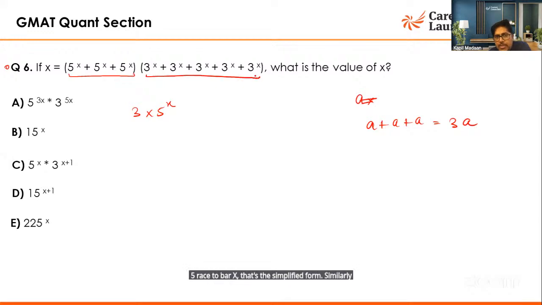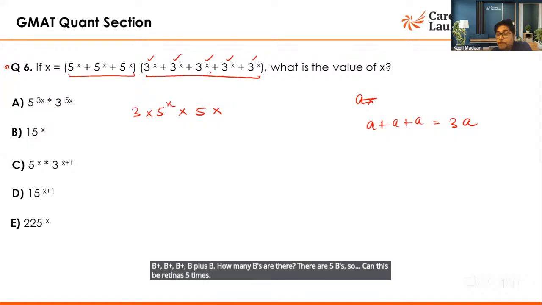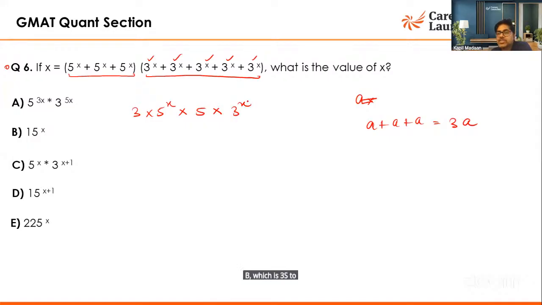Similarly, think about it as b plus b plus b plus b plus b. How many b's are there? There are 5 b's. So can this be written as 5 times b, which is 3 raised to power x? That's the simplified form.